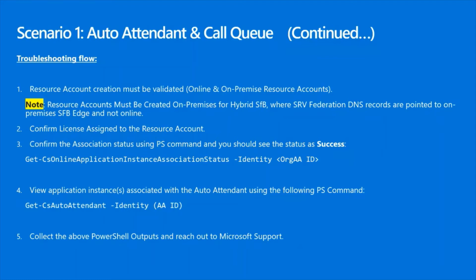To disassociate, you can run the command Set-CsOnlineApplicationInstance. Identity would be the resource account OID, and the on-premises telephone number.